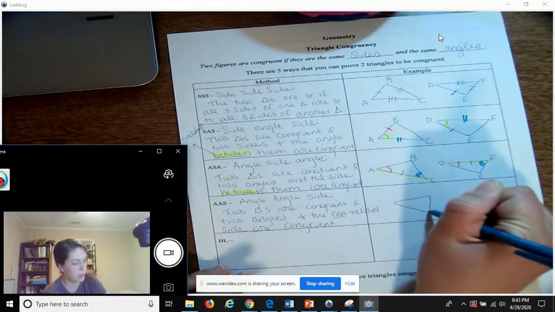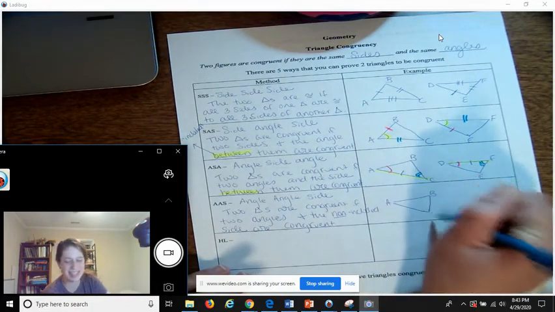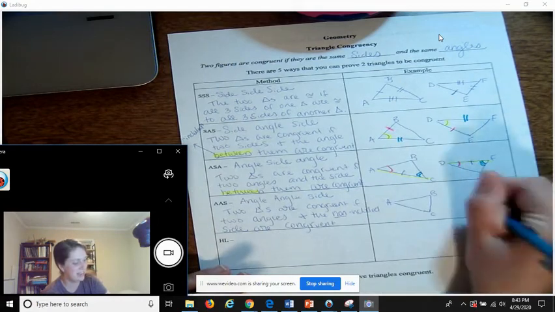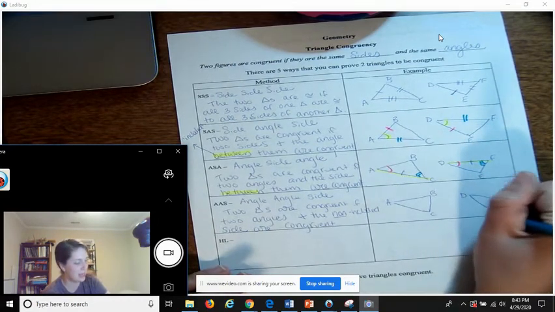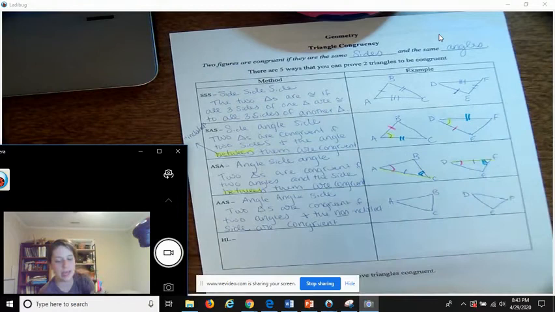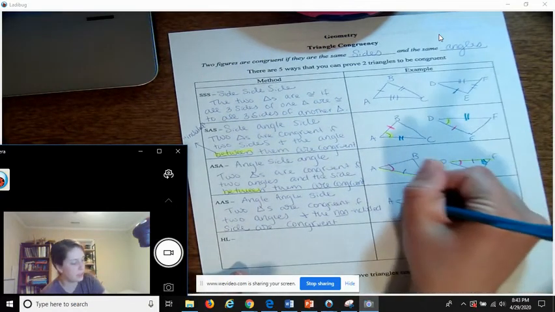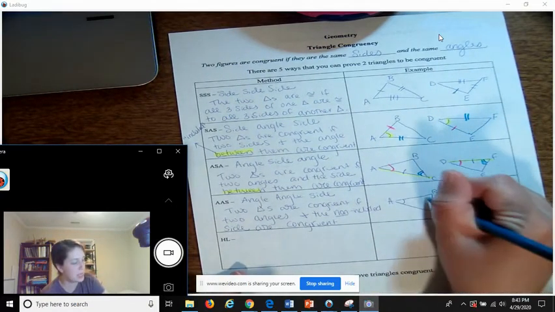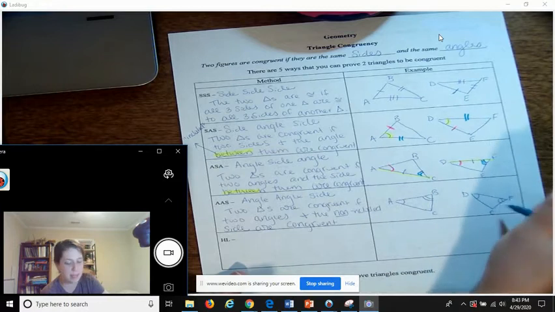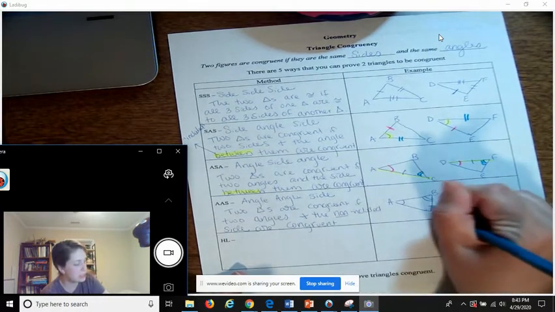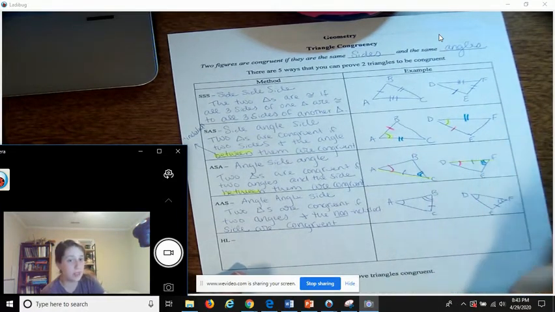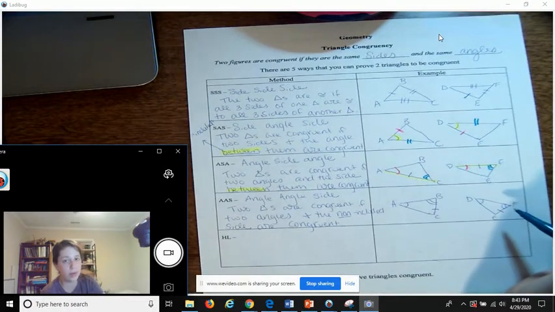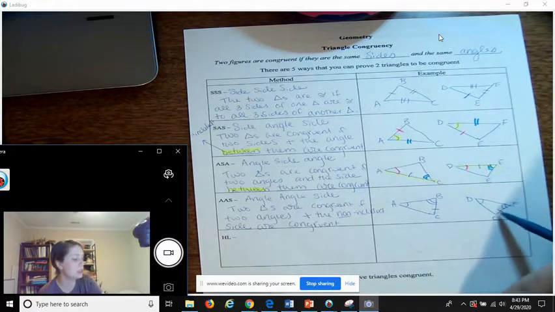Ooh, I made it ugly. A, B, C, and then D, E, F. We would have A congruent to D, B congruent to F, and then this side right here is not included because it's not in between those two angles, although if it were, that would be the one above it and it would work. But these two are congruent.